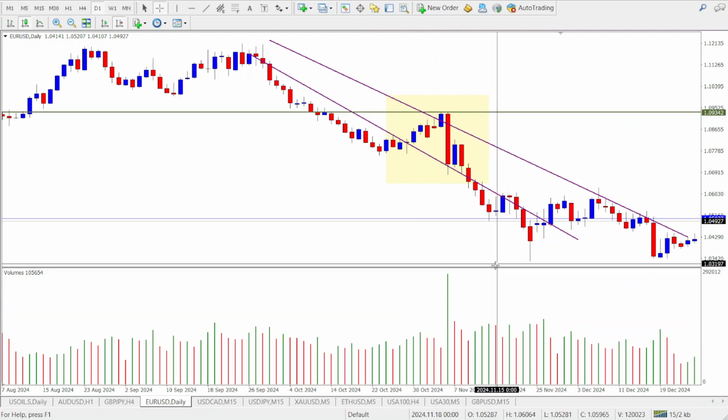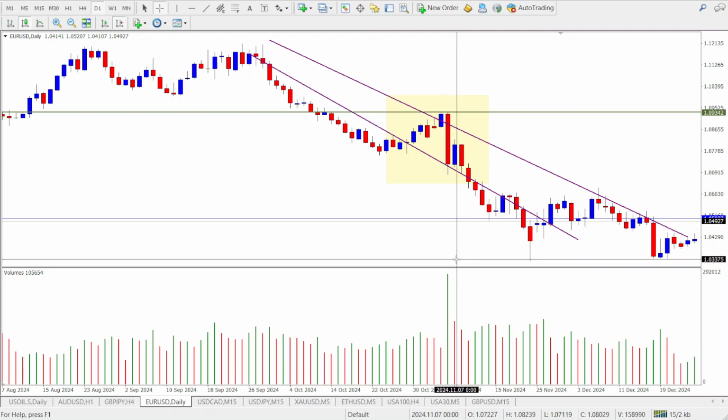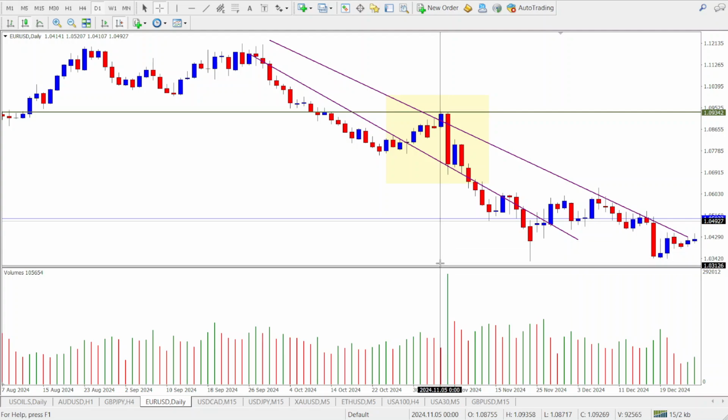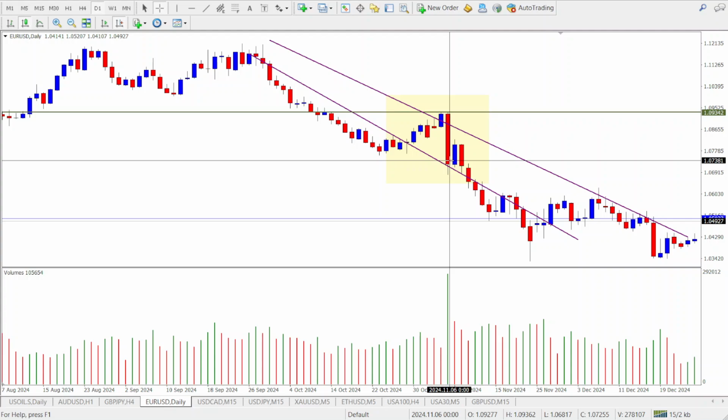This can show that institutional activity was behind the move. If you are trading on a platform where volume data is available, check for candles with unusually high volume, as it increases the probability that institutional players are behind the move.